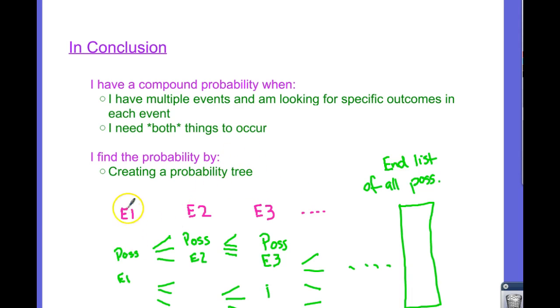So of course, we just list out the events, and then we make a nice little tree. At the end, we can follow each branch to list out the possible outcomes. And I'll have a list here at the end of all possible outcomes if I follow each branch. And that is finding compound probability with a probability tree.